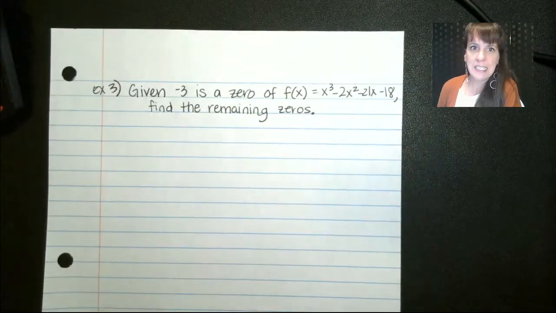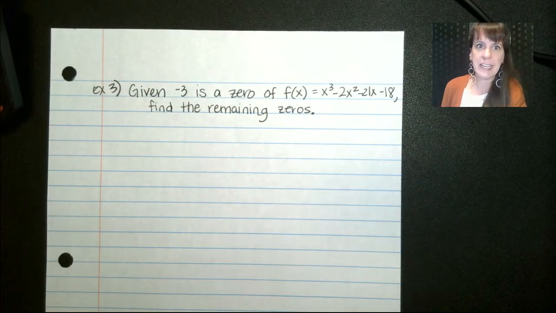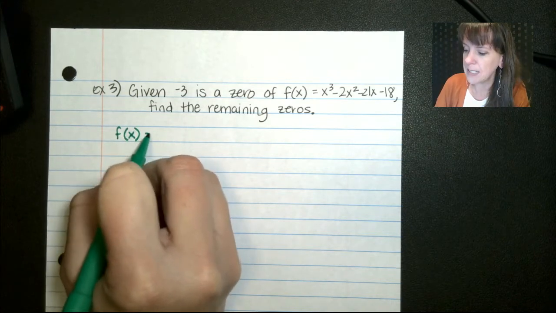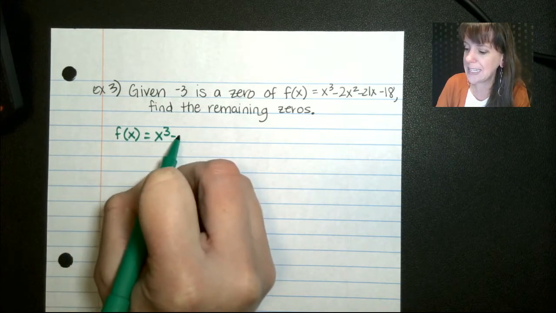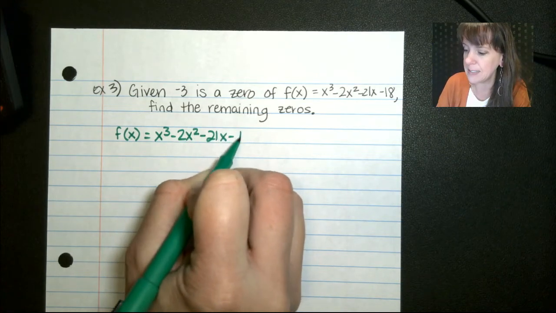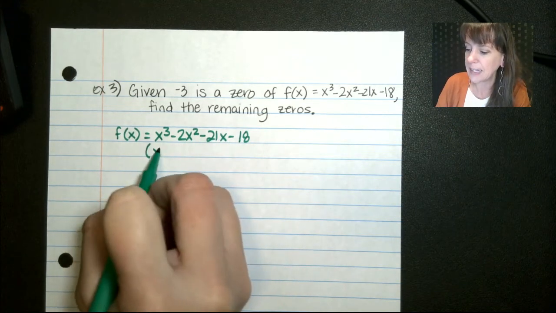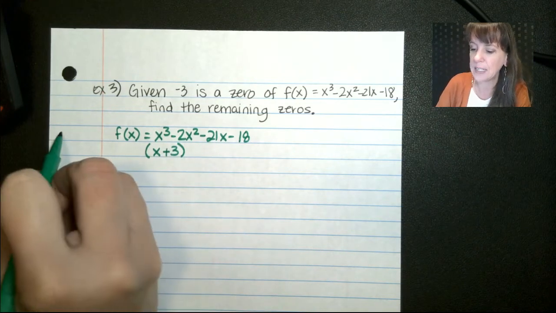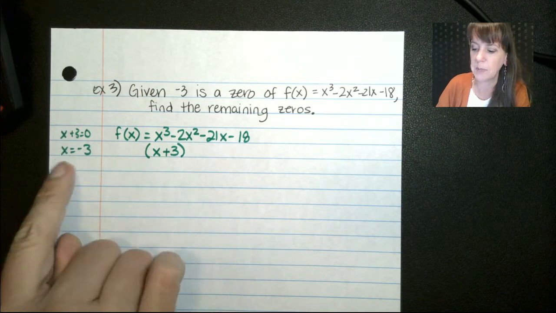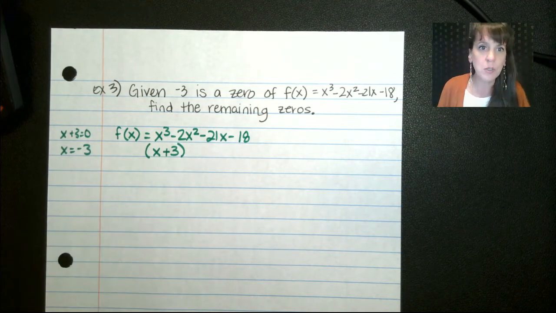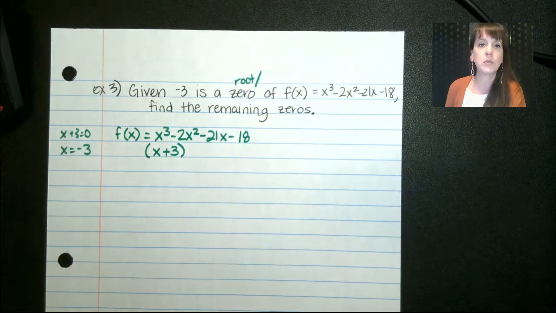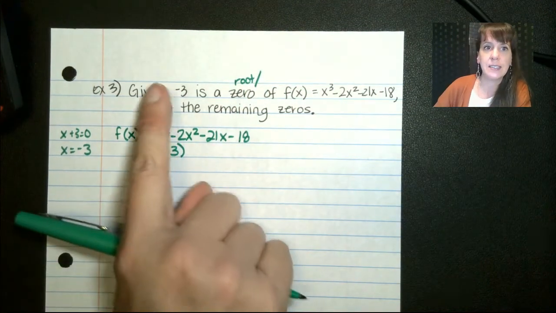Given negative 3 is a 0 of this guy right here, find the remaining zeros. So essentially we're factoring this. So we have f of x equals. Now we are told that that is a 0, which means that the factor of that is x plus 3, because again, if I set x plus 3 equal to 0, I would get x equals negative 3. And remember, your x's or your zeros or your roots, those are all the same words, is negative 3.